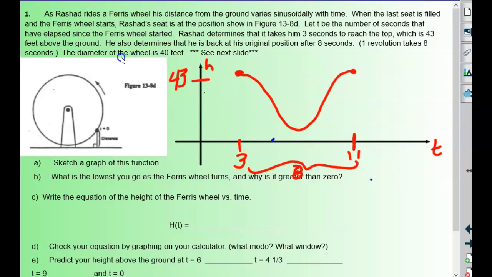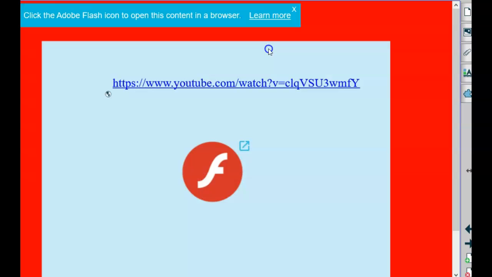Now, it says the diameter of the Ferris wheel is 40 feet. Okay. Think about that for a second. It does say there's something on the next slide. And it isn't working, so I put in a link.